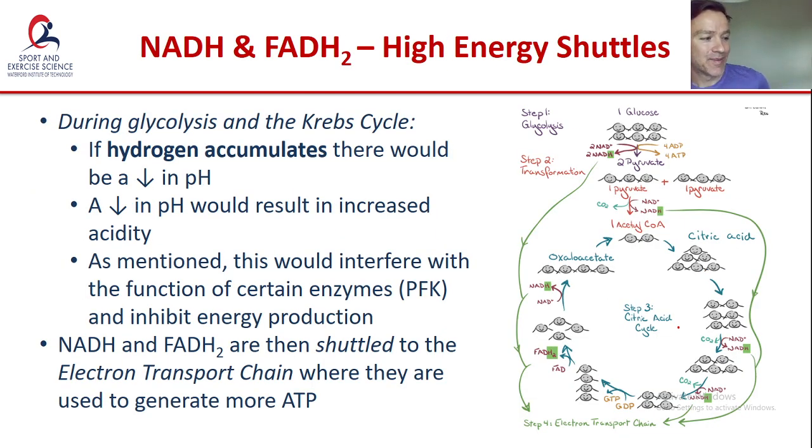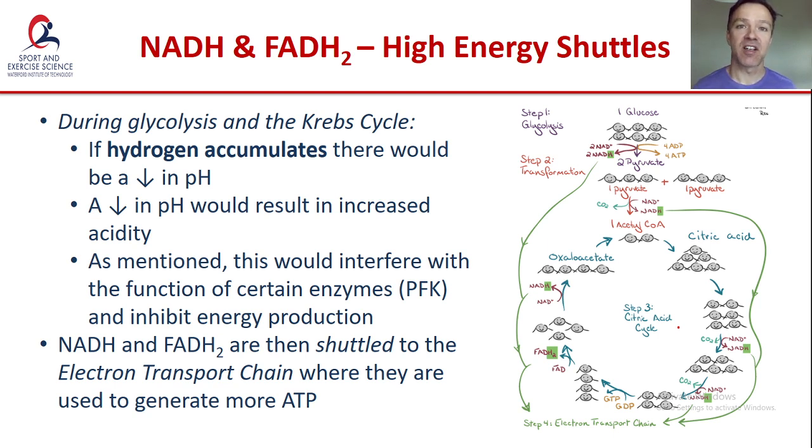Looking at it in a little bit more detail, why does this occur? During glycolysis and the Krebs cycle, if the hydrogen that is produced was allowed to accumulate, there would be a decrease in the pH. If there's a decrease in the pH, it means the acidity is going up. The environment is becoming more acidic. We've mentioned this in the previous lecture.